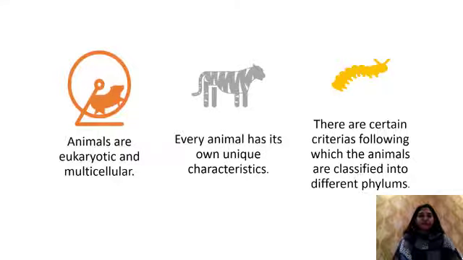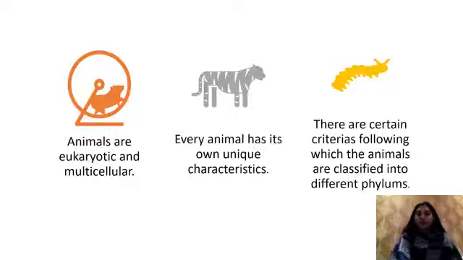Now, what do we know? That when we say animals, we know that animals are eukaryotic and multicellular. So eukaryotic means they have a well-defined nucleus with a proper nuclear membrane, and other membranous organelles are present as well. And multicellular means having more than one cell.